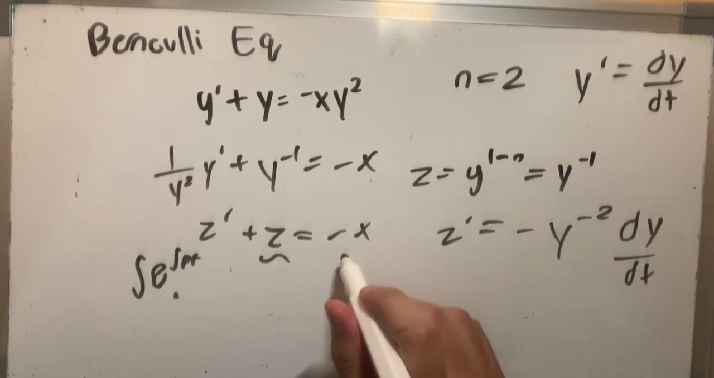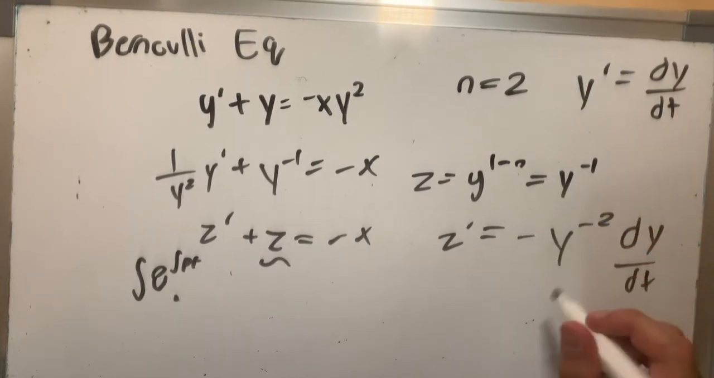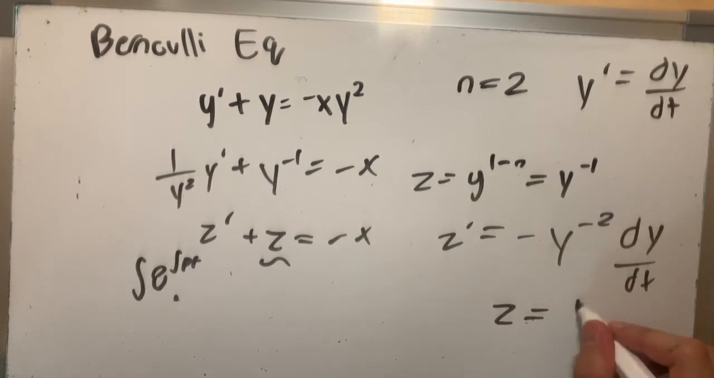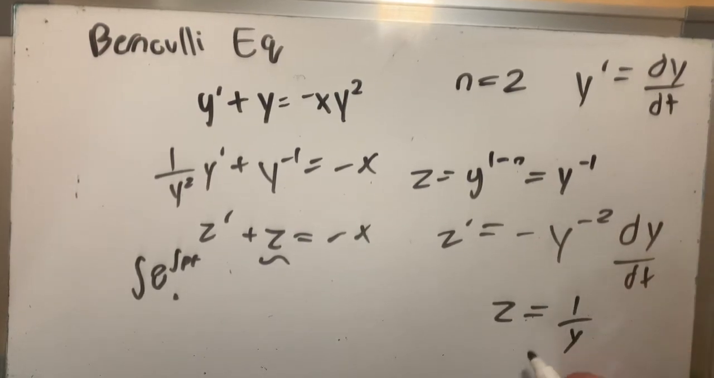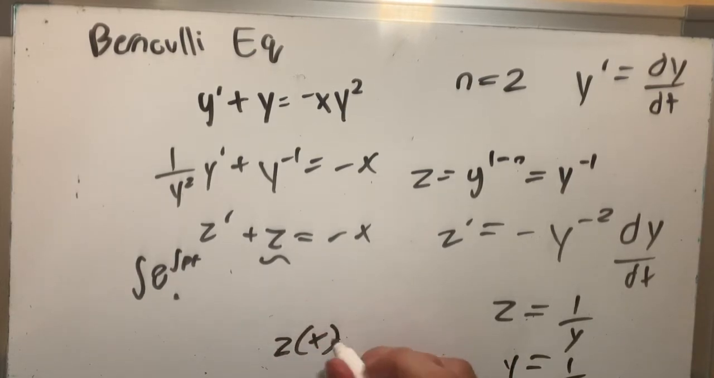Then you would solve the entire thing as a first order differential equation. In the end, we know that z is equal to 1 over y, so y is actually equal to 1 over z. Once we find z, we just take 1 over z, and that will be our y. Simple.